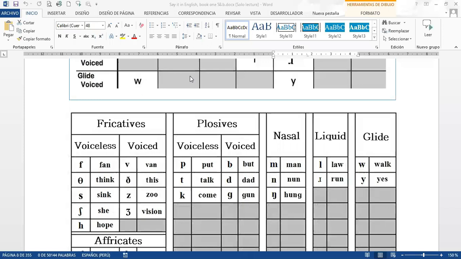What's the difference between two words? Can we pronounce the word cut or the other is cat? Cut and cat, no? Cut and cat.